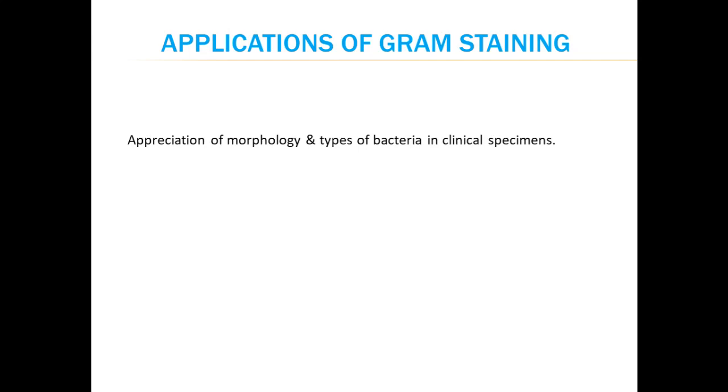What is the application of gram staining? Gram staining is mainly used for identifying the morphology and types of bacteria in clinical specimens. That is, along with the size, shape and arrangement, the bacteria also are differentiated into gram positive and gram negative bacteria. So this is the widest application of your gram staining.